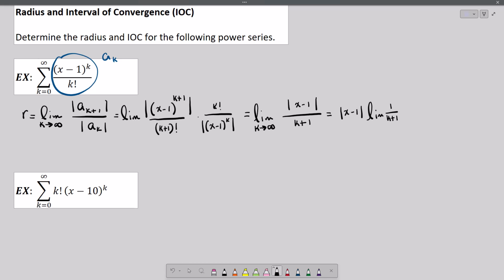And what is that limit? What's the limit of 1 over k plus 1? 0. 0 multiplied by anything is 0. So that's 0. Okay. All right, 1 over k plus 1 goes to 0. 0 times anything, 0 times x is 0.